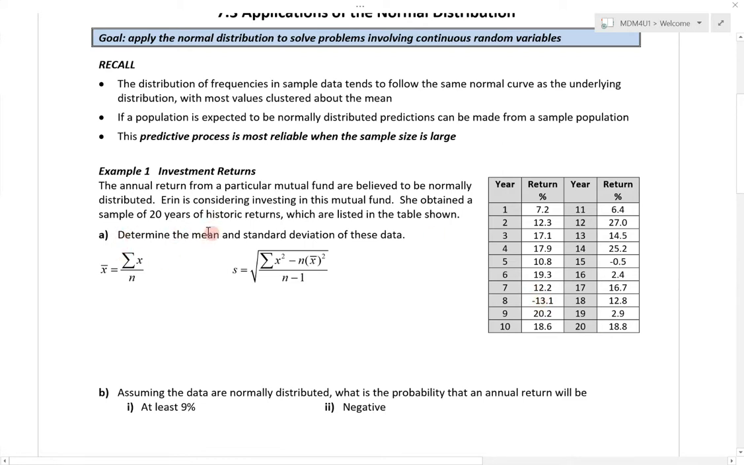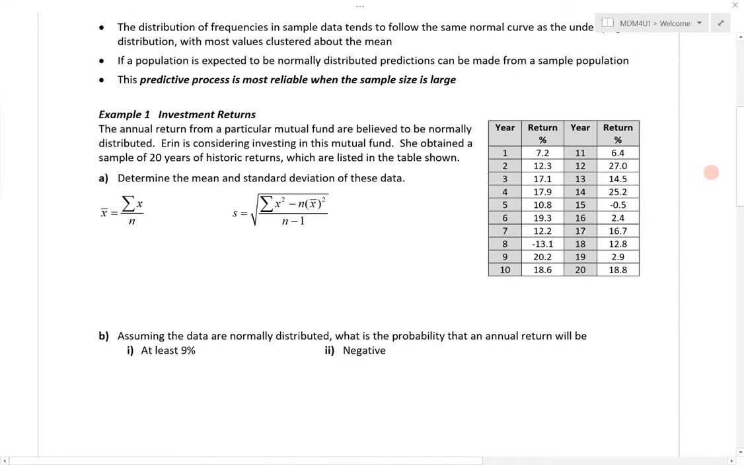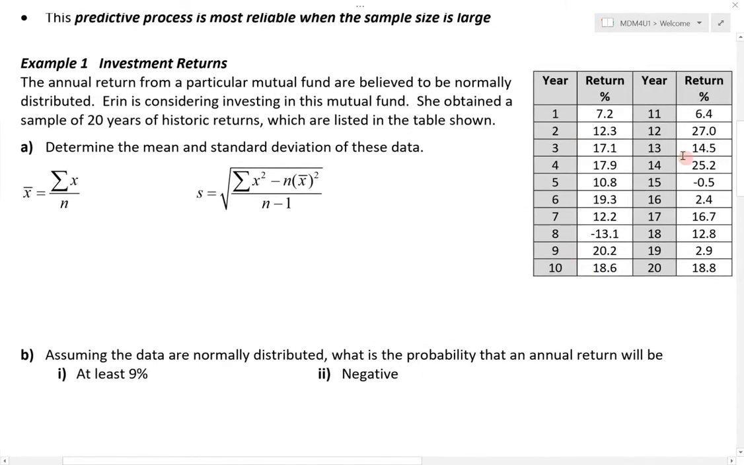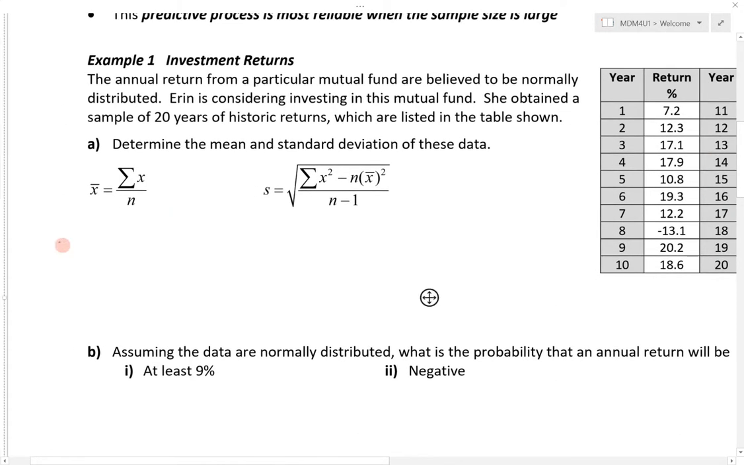Part A, determine the mean and standard deviation of the data. So this is a sample, so we're going to use sample mean and standard deviation. If I took all of these percentages for the 20 years and added them up and divided by 20, I will get a sample mean of x bar. The addition of all the interest rates is equal to 248.7. So that's what I will write here, 248.7 divided by 20.